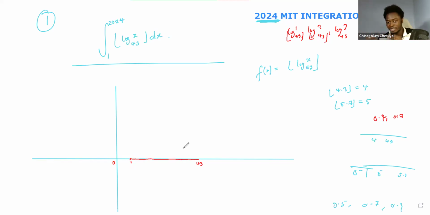Now, if we get to 43, then f of 43 would be the floor of the logarithm of 43 to base 43, which is basically 1. So if we get to 43, we end up with 1. This is 1 here, and this is going to continue this way until we get to 43 squared.